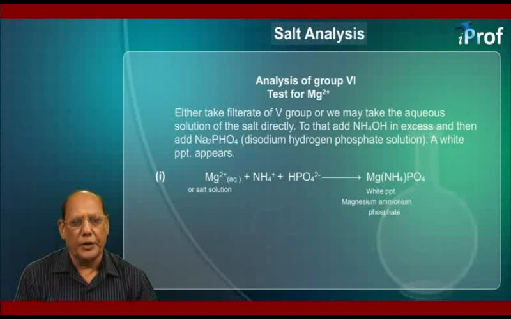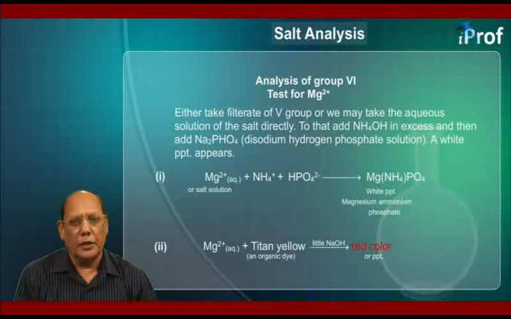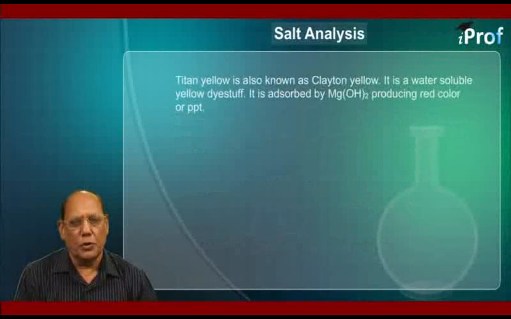The second reaction is Mg2+ aqueous plus Titan yellow, that is an organic dye. A little NaOH must be present. We get a red color or precipitate. Titan yellow is also known as Clayton yellow. It is a water-soluble yellow dye stuff. It is adsorbed by magnesium hydroxide producing red color or precipitate.